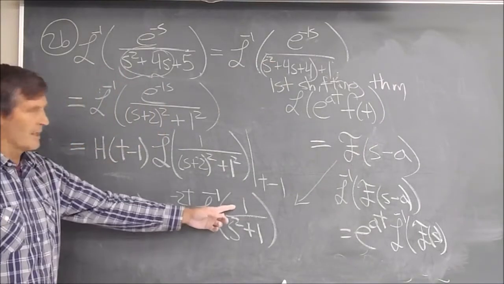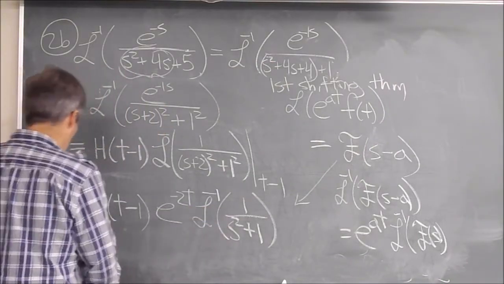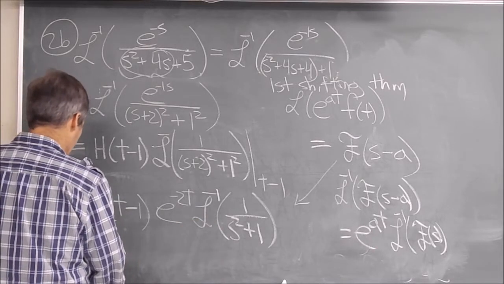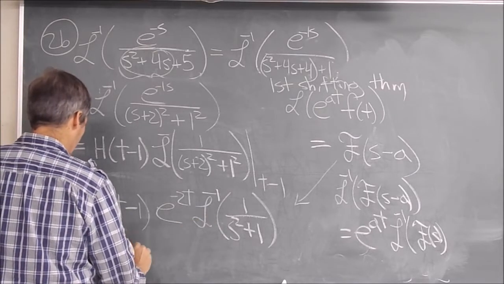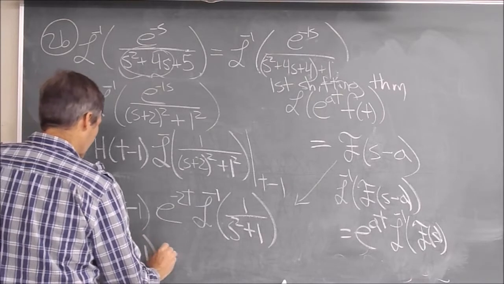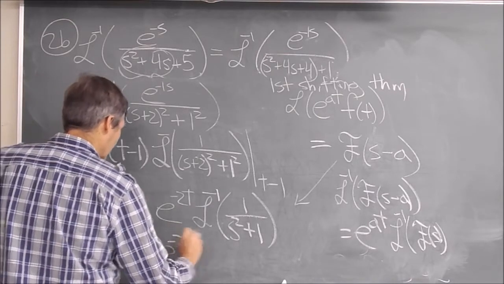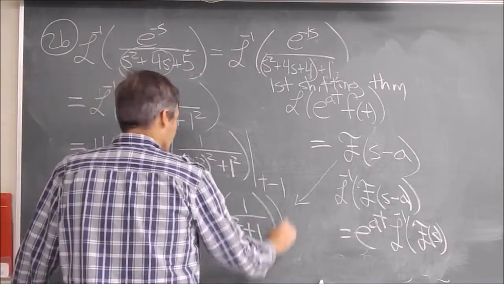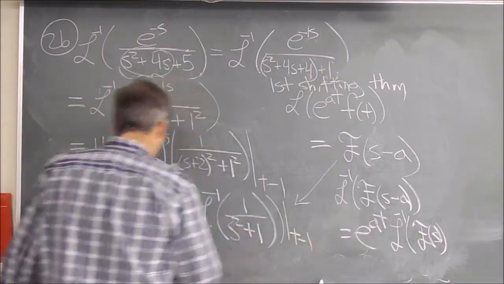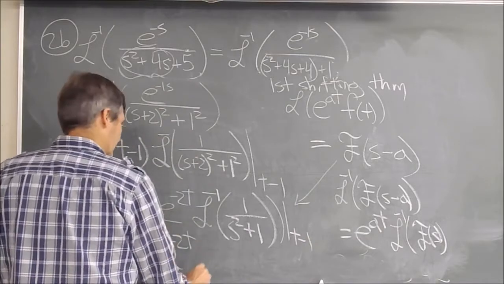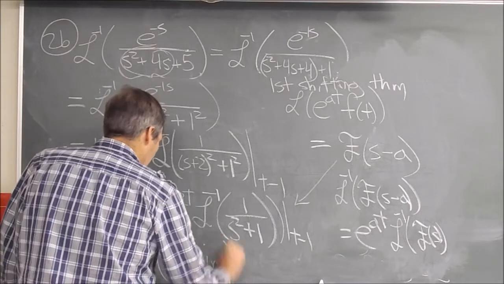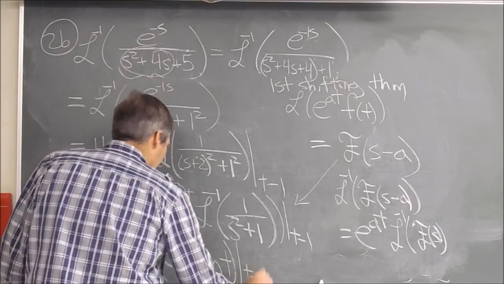Now, what's the inverse transform of 1 over s squared plus 1? We recall from our basic transforms that that's sine. So this is H(t minus 1) e to the minus 2t. And I forgot to put something on here. This all has to be evaluated at t minus 1. E to the minus 2t sine t, shifted to t minus 1.